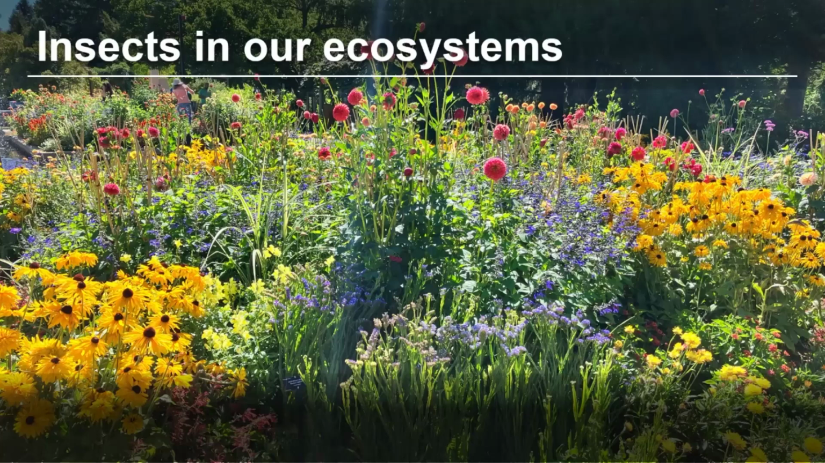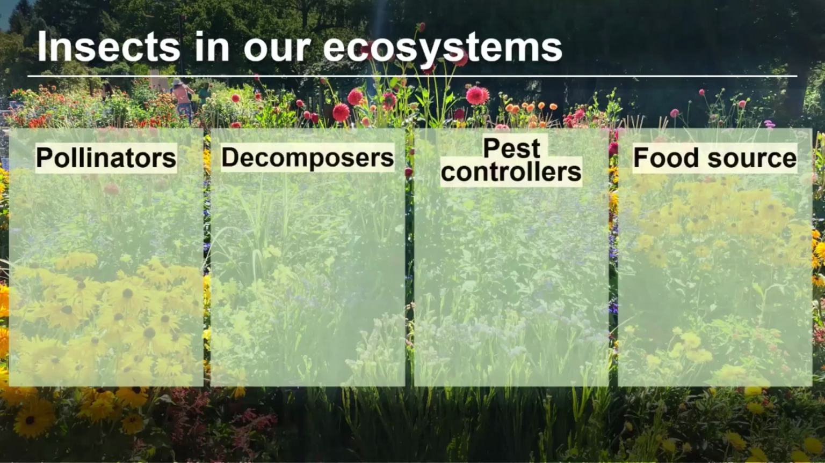Now, why do we have all these insects? Why are there so many different species out there? What are they doing? Now, insects have a lot of different roles within our ecosystems, and these roles are vital to the function of a lot of our systems in our food webs. These are just some roles and examples that we can see here, such as pollination, decomposition, pest control, and even a major food source or nutrition source.